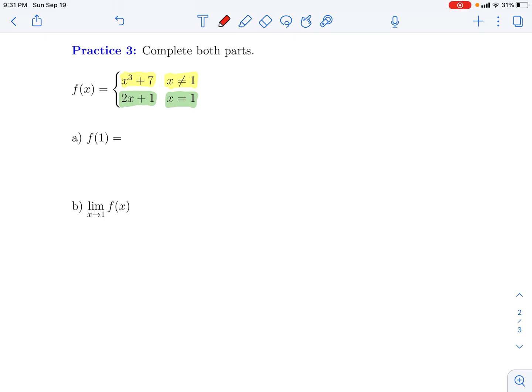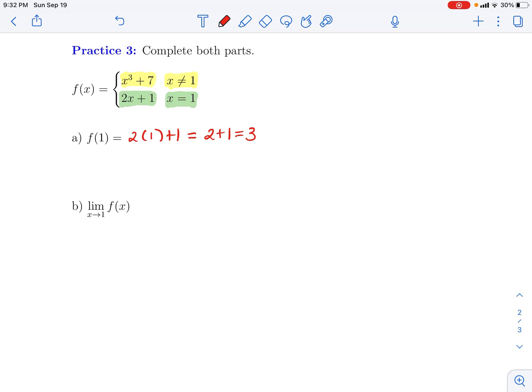So my first question to you is, what do you think f of 1 is? So you want to look for the piece when x is equal to 1 to find the function value. And so the green piece is where the function is defined when x is 1. So remember, here what I'm going to do is just plug in 1 for x. And so this will give me 2 plus 1, which is 3. Okay, so f of 1 there is 3.